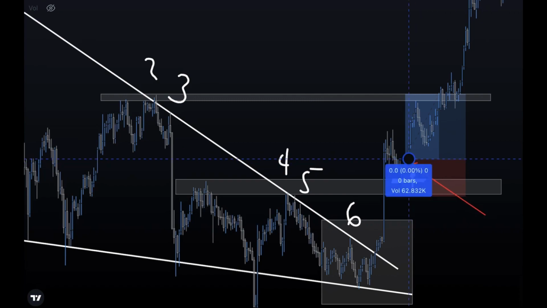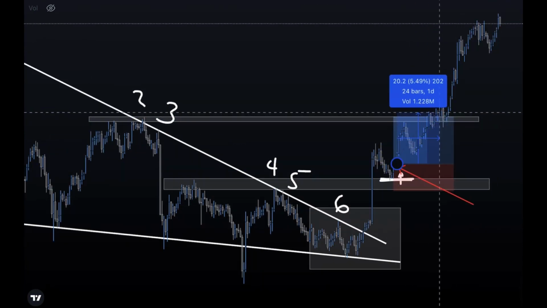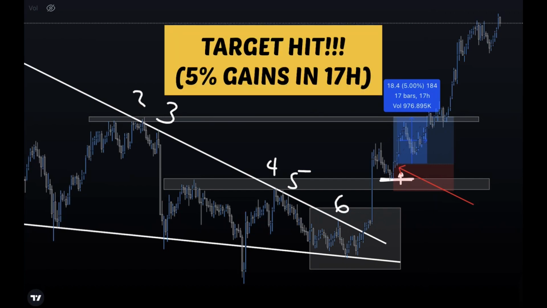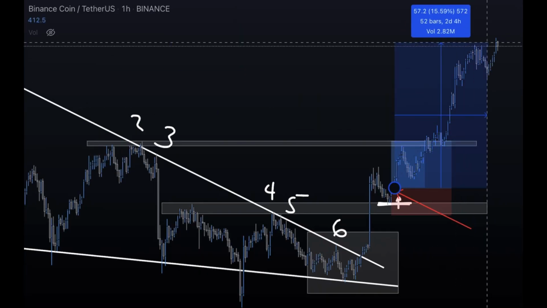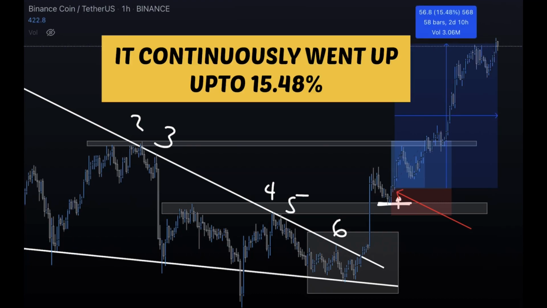Now, as you can see, we entered a trade here. The price hit our supposed target with 5% gains in 17 hours. And then it continuously went up to 15.48%. So that's how you trade breakouts.